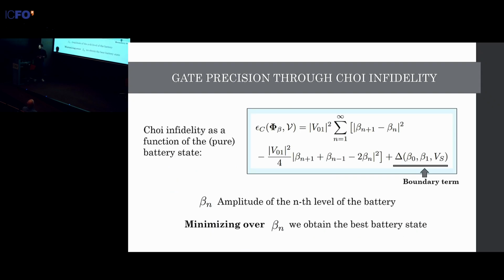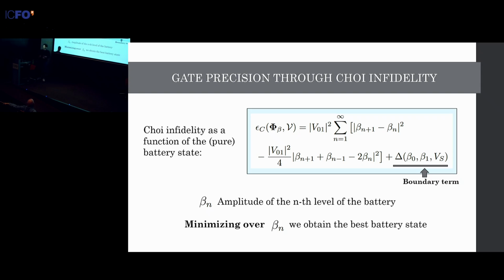So we write the Choi fidelity, which is the measure of how far we are from the gate we wanted to implement, in terms of the initial state of the battery. Here beta_n are the amplitudes of the nth energy level of the battery. You can write the error with this formula, in which the first term is basically a discrete first derivative, and the second term is basically a discrete second derivative.